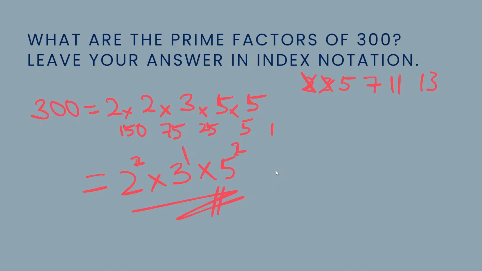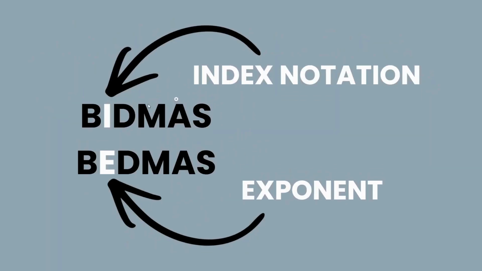Simple. Basically what you have learned is index notation and exponent. I'm sure you have all learned BIMDAS, or some students call it BEDMAS. It's actually the same thing. You do brackets first. Open up the brackets, do whatever is inside your brackets, and then you do your index notation, or we call it exponents. Then division, multiplication, addition and subtraction. So this I or the E is your power.